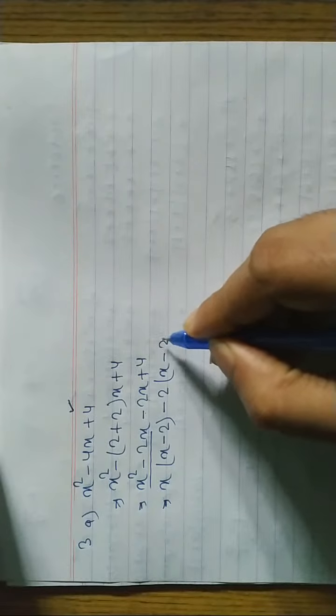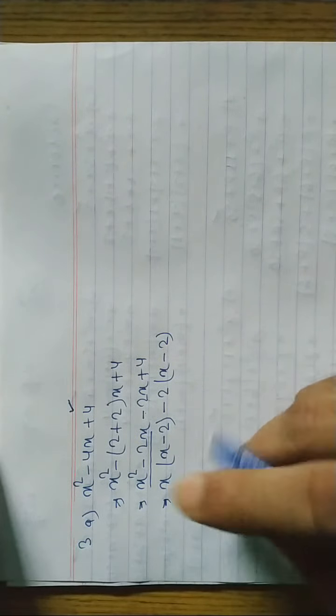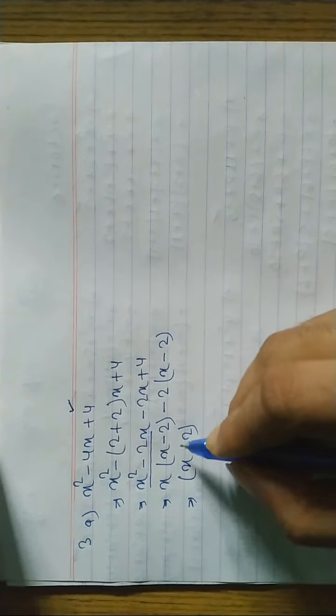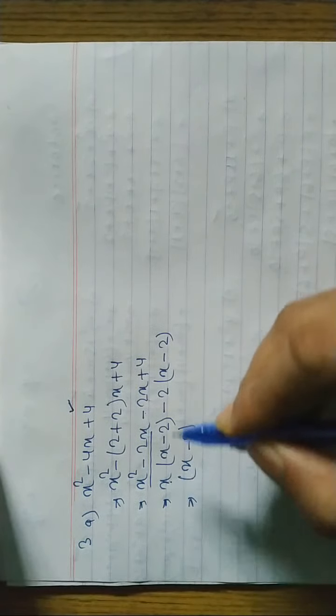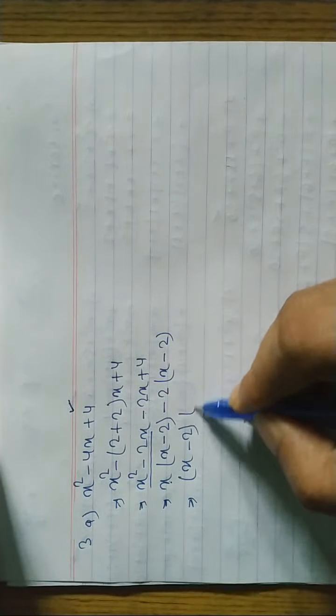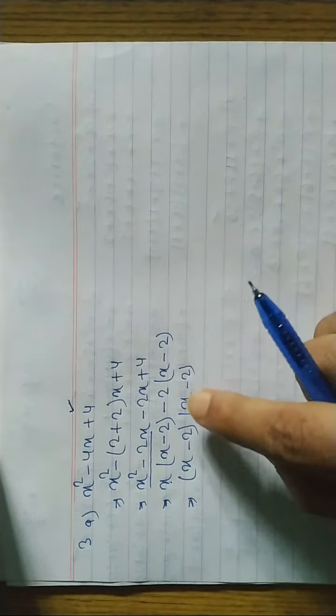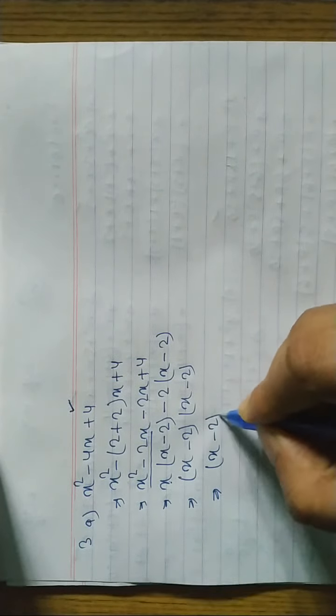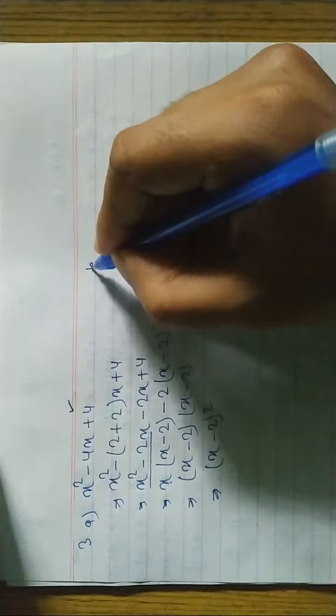Now 2 2s are 4. Now x minus 2, x minus 2, we can take x minus 2 common, and what is remaining here? Remaining means this x, and here minus 2, so we can write x minus 2. Now you can see both these terms are the same, so we can write x minus 2 whole square.